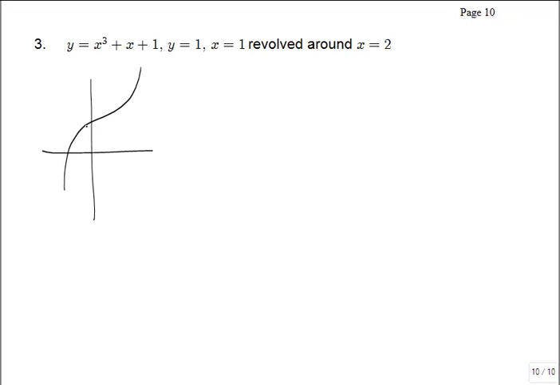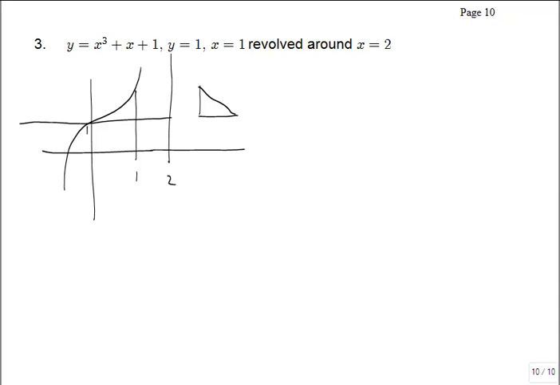Y equals 1 hits at 1, since when x is 0 this is 1. So y equals 1 is going to go right through that intercept, and x equals 1 is over here. So the region we're talking about is sort of this triangular region. And we want to rotate this around x equals 2, which would be over here. So the mirror image is going to look something kind of like this.